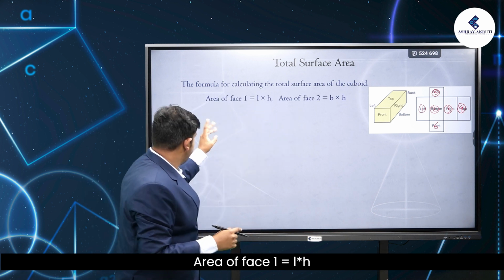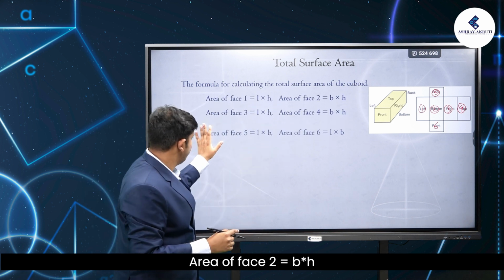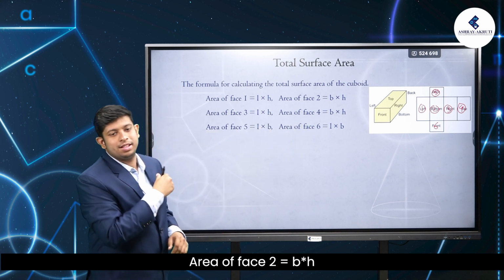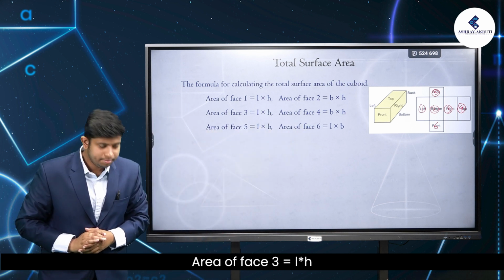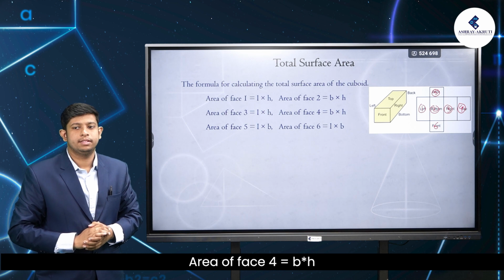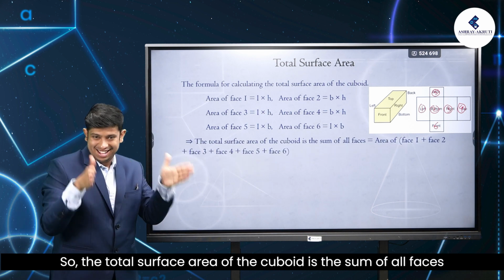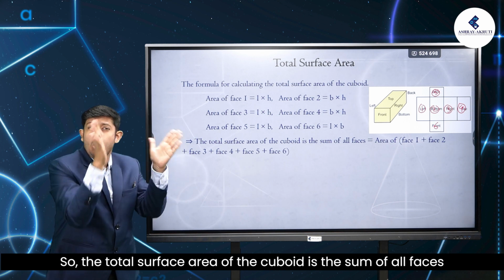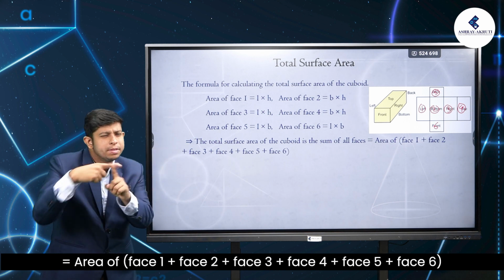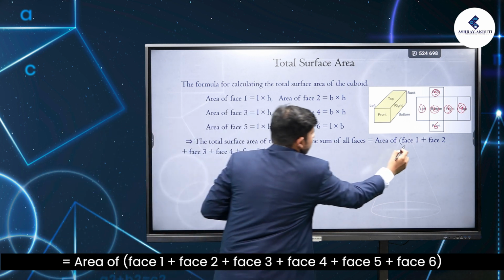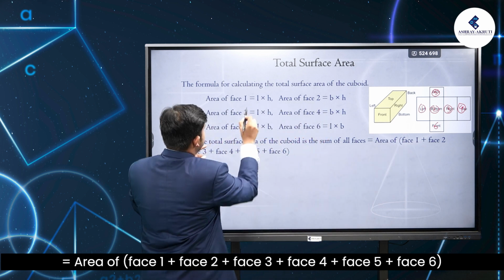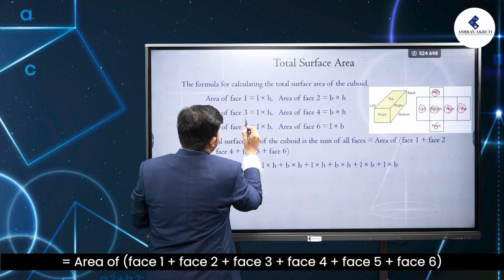Area of face 1 is equal to L into H, area of face 2 is equal to B into H, area of face 3 is equal to L into H, area of face 4 is equal to B into H, area of face 5 is equal to L into B, area of face 6 is equal to L into B. So, the total surface area of the cuboid is the sum of all faces, that is equal to area of face 1 plus face 2 plus face 3 plus face 4 plus face 5 plus face 6.